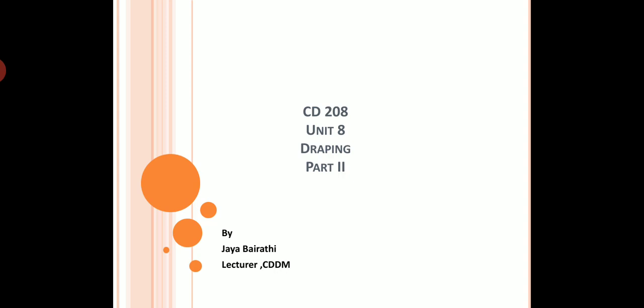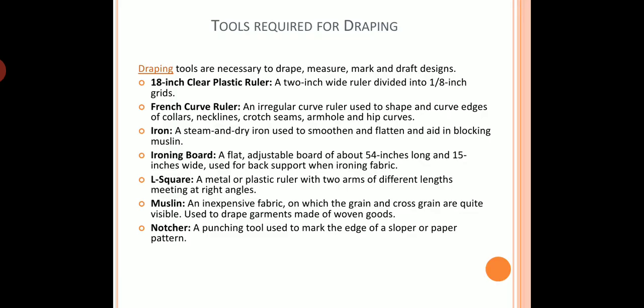Though we have been talking about toile and the dress form, there are other tools required for draping. So in this lecture we are going to discuss the tools required for draping. So the first tool that we need is a plastic ruler. You need to measure the fabric, you need to measure other things also.